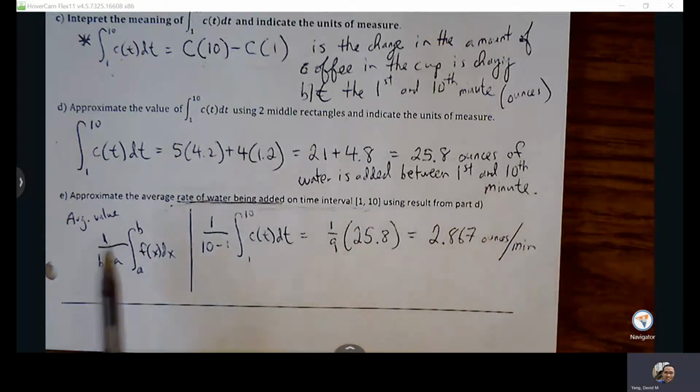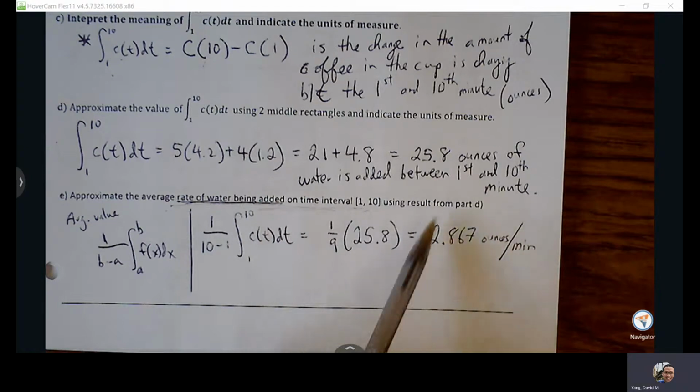Okay, so on average, between the first and 10th minute, there's an average of around 2.8 ounces of water added to the coffee maker per minute.